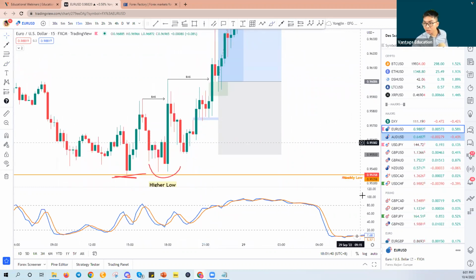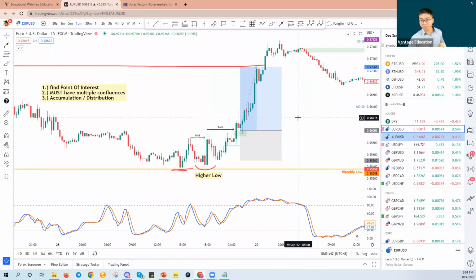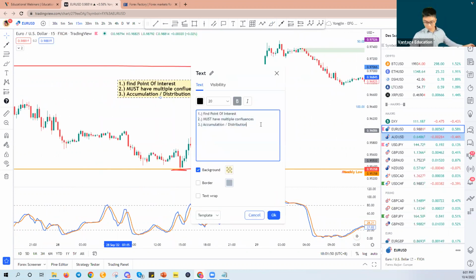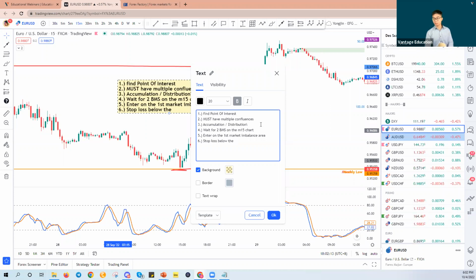So my trading strategy is pretty easy to understand. I wait for two breaks in market structure before I enter. Let me type it out again. Wait for two BMS on the M15 charts. Enter on the first market imbalance area. Stop loss below the BMS area.